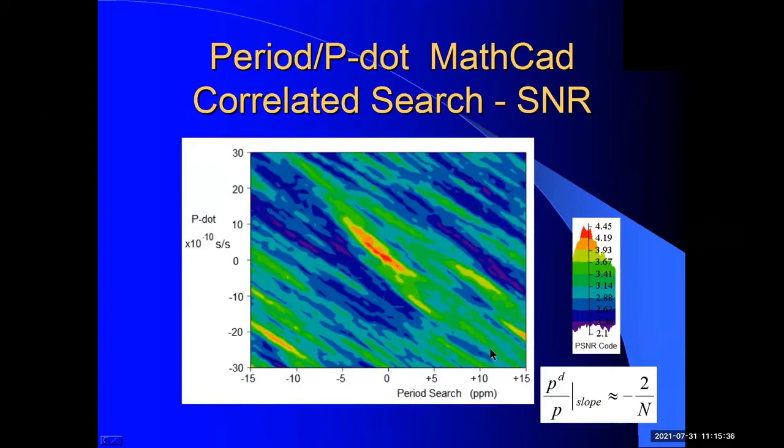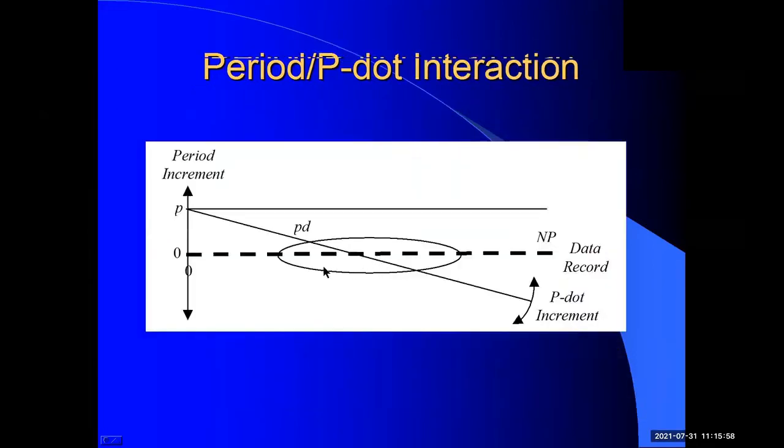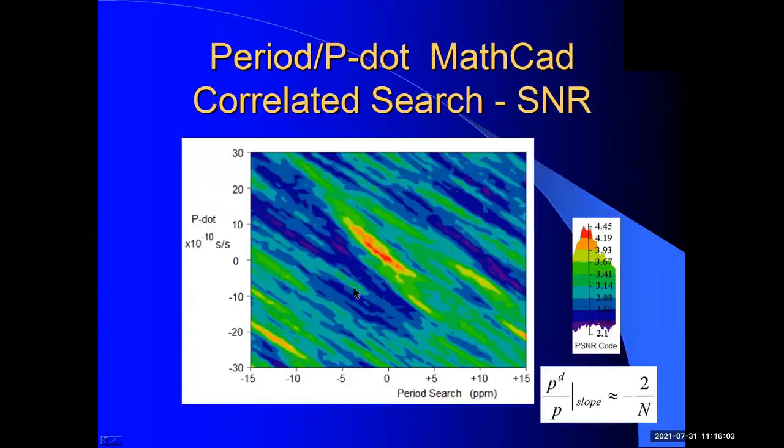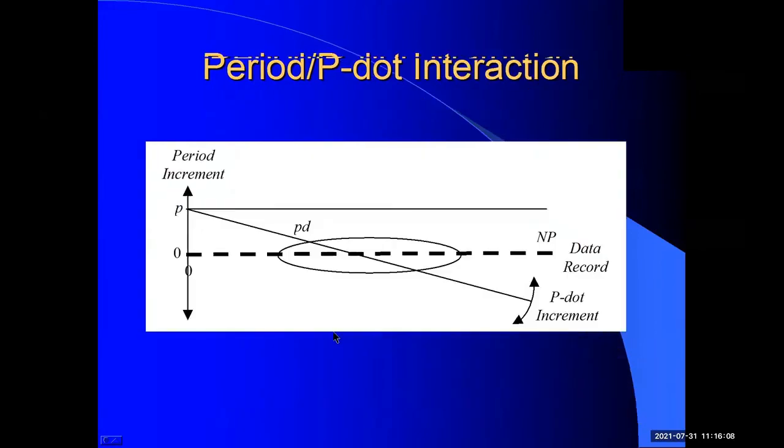continuous pulse train. The thing you notice about this is it is much extended along this line. If we look at 0 p dot, there's only a narrow range, and if we look at 0 period search, it's only narrow, but along that line it's much larger. Sorry, I'll move back. It's much more extensive, and the reason for this I'm explaining with this plot here.